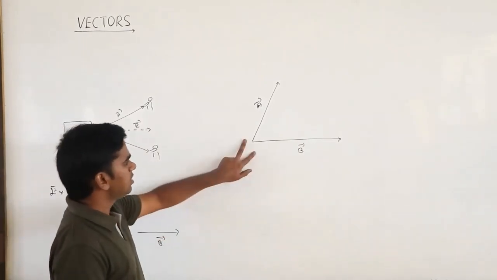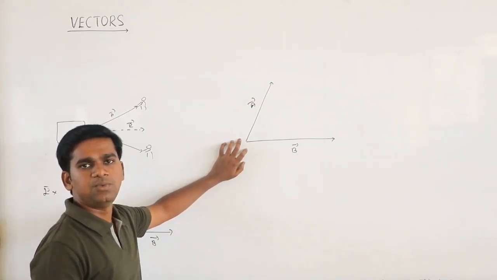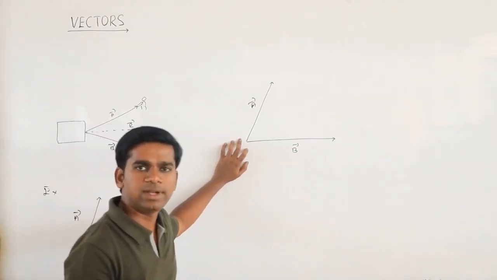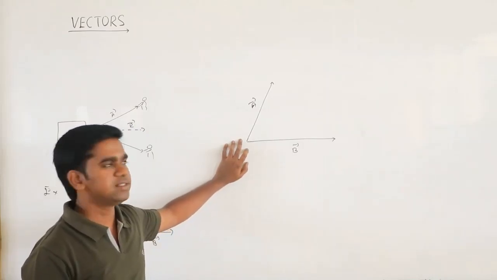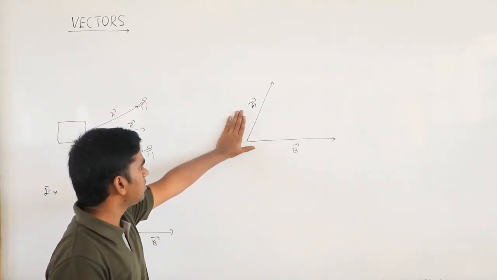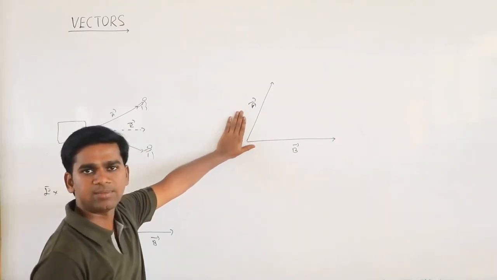So both tails are joining. Obviously triangle is not possible. So if this is the situation, we have to go for another law called the parallelogram law of vector addition. Okay. So what does it suggest? Draw two vectors such that their tails coincide at a point.